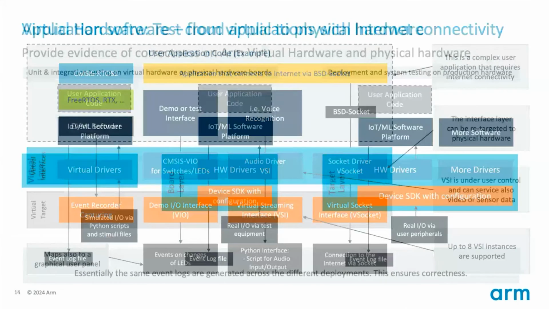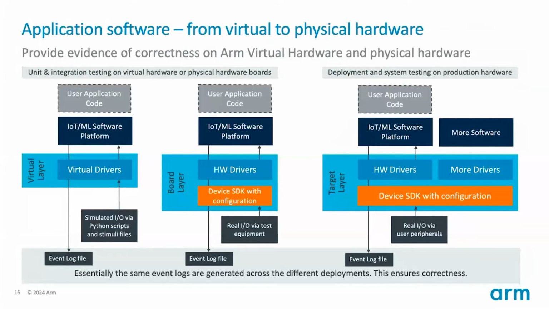And if we think about an ideal flow, for example, you start on the left-hand side with unit and integration testing on virtual hardware or physical hardware boards. So here on the left is what I explained before. You're using the virtual layer, virtual drivers, and then once you move up the ladder, you can use a board layer with hardware drivers and SDK configuration on an off-the-shelf development board, where you can then also do real I/O with test equipment.